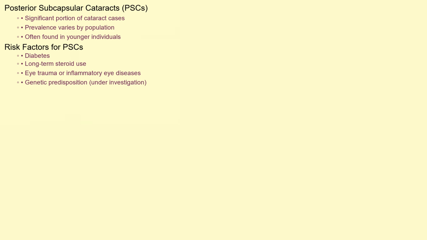Because of its location, PSCs tend to cause more vision problems earlier in their development compared to other types of cataracts. Posterior subcapsular cataracts account for a significant portion of all cataract cases, although the exact percentage can vary depending on the population studied. They are often found in younger individuals compared to other types of age-related cataracts. As mentioned earlier, people with diabetes, long-term steroid users, and those with a history of eye trauma or inflammatory eye diseases are at a higher risk of developing PSCs. It's also worth noting that certain genetic predispositions may play a role, although this area is still under investigation.